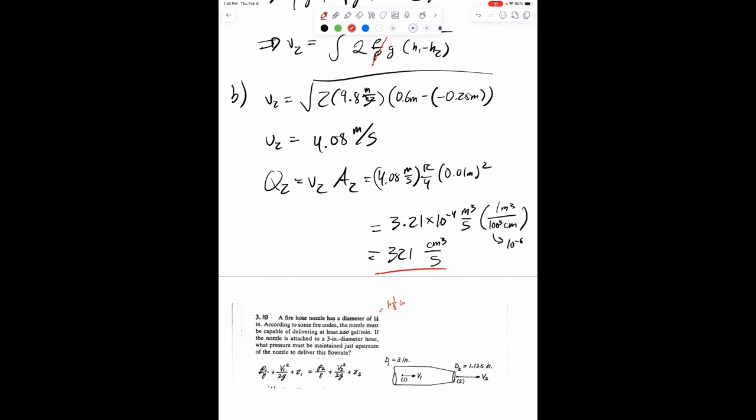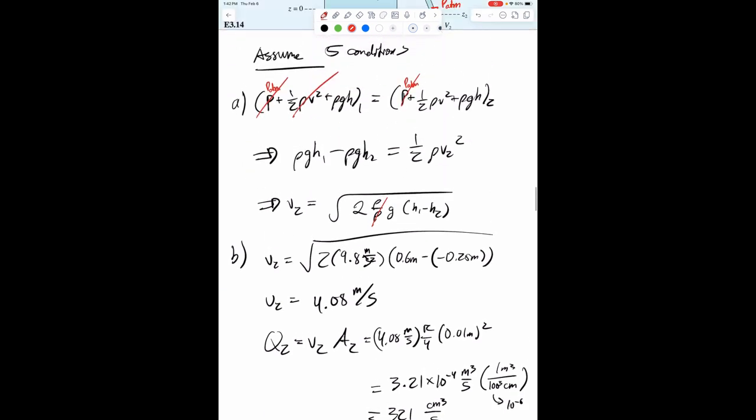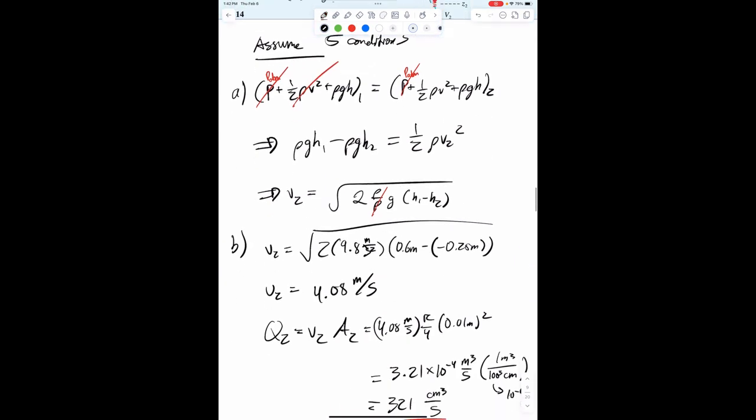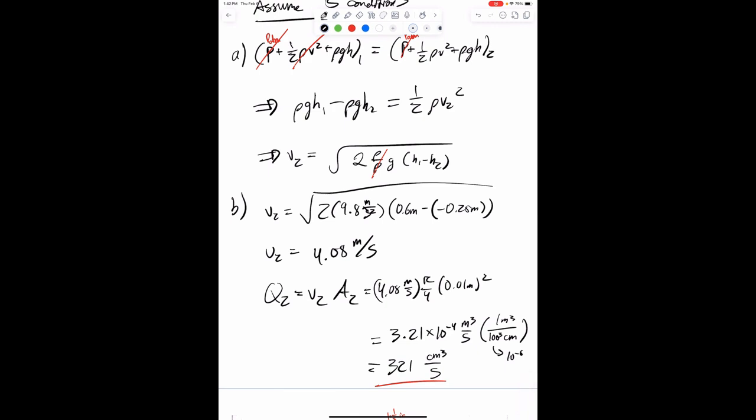Any questions? Yes? How'd you get 0.01? So area is pi over 4 diameter squared, right? The diameter is given here where it says the tube is 1 centimeter in diameter. Okay. Any other questions? All right, let's keep moving.